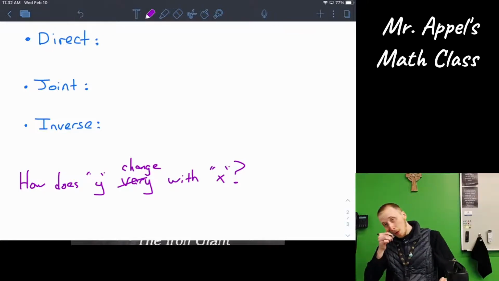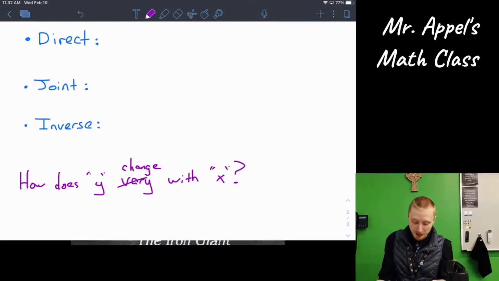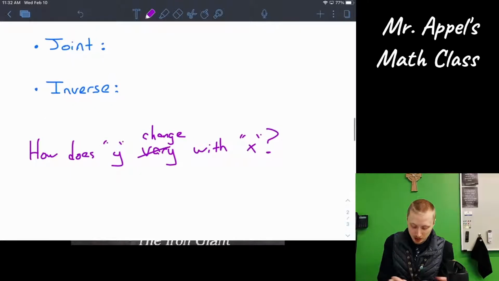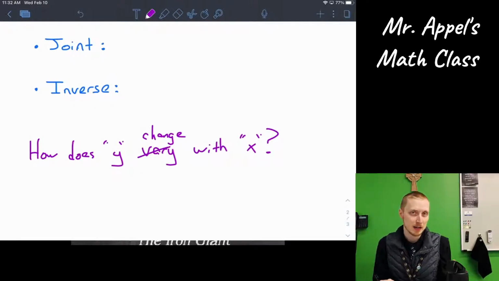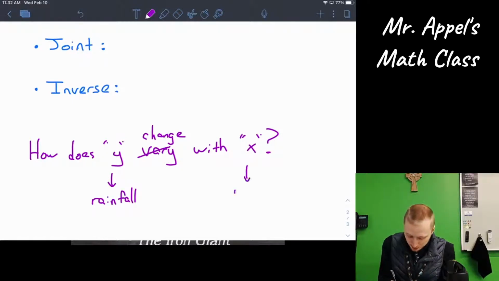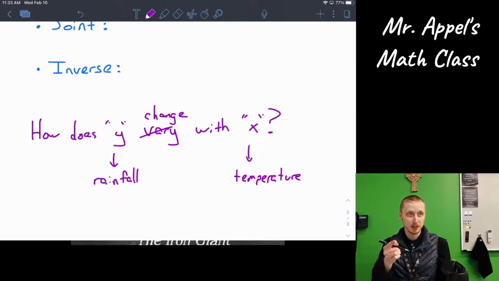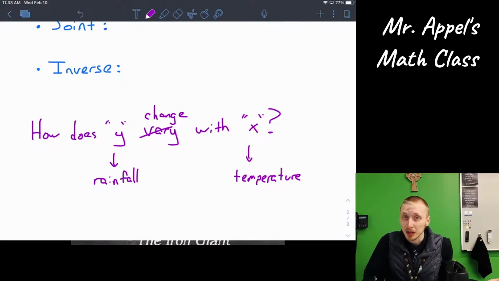When X, okay, those are our typical variables from math class, but as we apply this into the world, we might ask, how does, I don't know, rainfall change with temperature? Pick a generic, earth science-y kind of application, right? Or is it the other way around? Maybe you want to know, how does temperature vary with the rainfall? Or are they correlated at all, right?